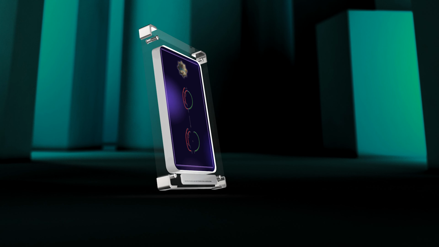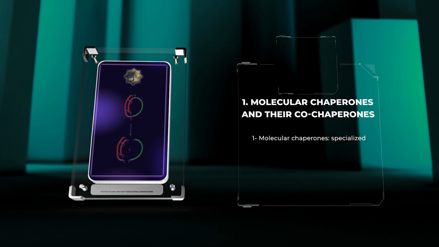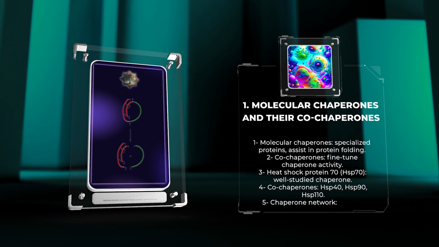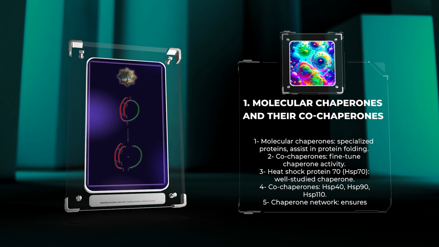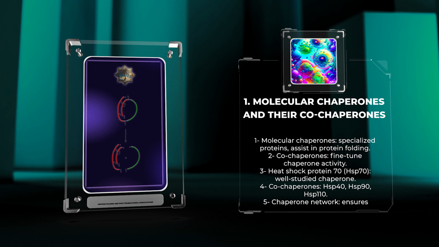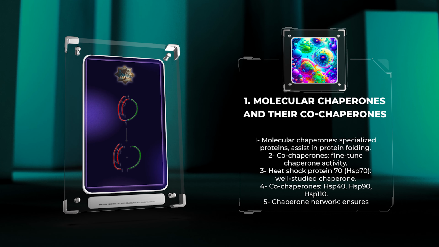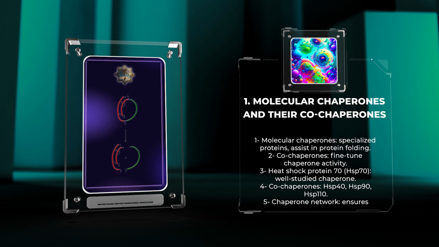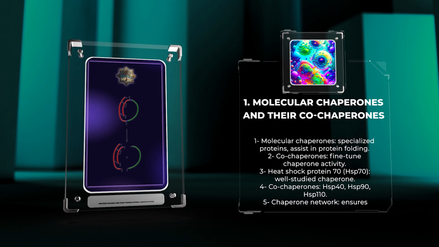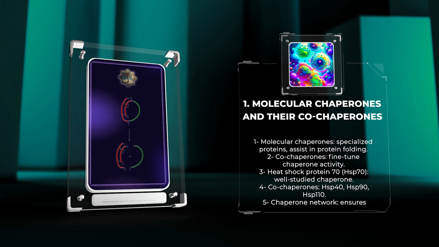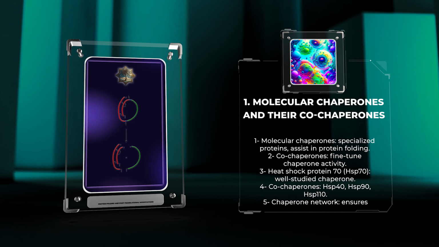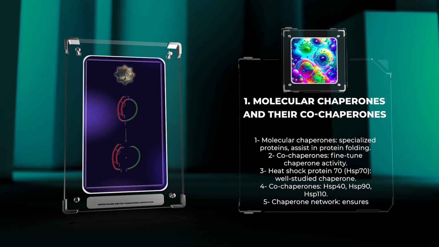Molecular chaperones are specialized proteins that assist in protein folding and prevent misfolding. They work alongside co-chaperones, which fine-tune their activity. Heat shock protein 70, HSP70, is an example of a well-studied chaperone, aided by co-chaperones like HSP40, HSP90, and HSP110. This chaperone network ensures proper protein folding and maintains cellular homeostasis.